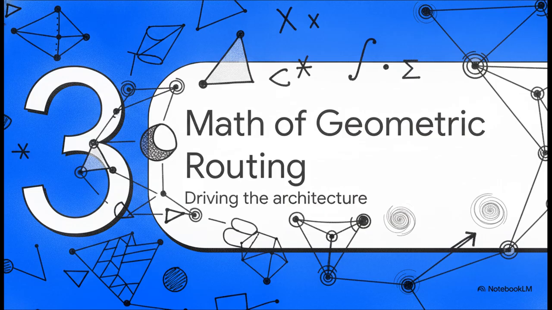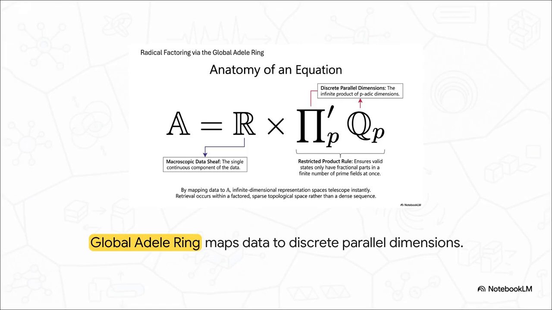Okay, part 3, the math of geometric routing. This is where we get to the really good stuff. Looking right at the anatomy of this equation on screen, notice how the A physically splits the continuous macroscopic data sheaf, represented there by the R for real numbers, from the Q_p, which are the discrete parallel prime fields or p-adic dimensions. And you see that pi symbol? That represents the restricted product rule. It ensures that valid states only have fractional parts in a finite number of prime fields at once. This is exactly what creates that beautifully sparse topological space for our data retrieval.